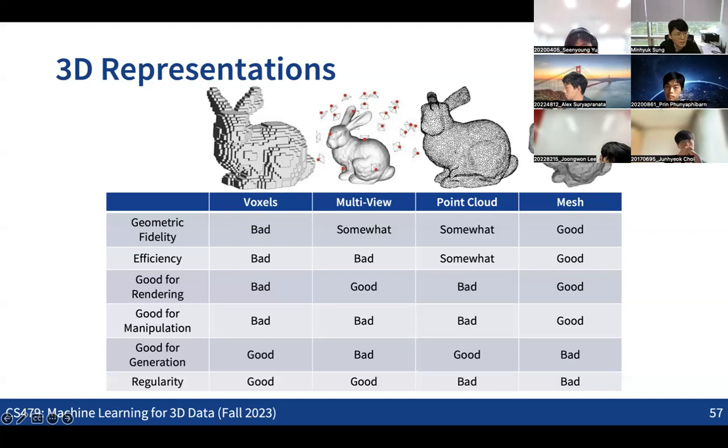And also regularity, this is the most important part in terms of designing 3D encoders. If we want to make encoders for these types of representations, voxels might be easy because they have a regular structure. Multi-view might also be easy, as it has a regular structure too. But point cloud and meshes might be challenging in that they do not have any regular structure in the data. So it means that we might need to make specialized architectures to deal with point cloud data and mesh data. So those are the things. Any questions on this?